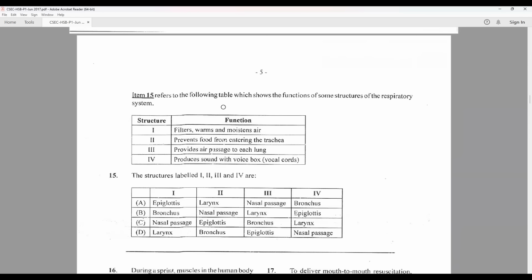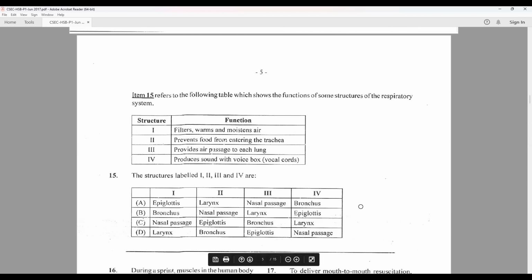Item 15 refers to the following table, which shows the function of some structures of the respiratory system. Structure 1 filters, warms and moistens air. Structure 2 prevents food from entering the trachea. Structure 3 provides air passage to each lung, and structure 4 produces song with the voice box. They have vocal cords written as well. The structures are labeled 1, 2, 3, and 4. Oh, and you have to give the names of the structures.